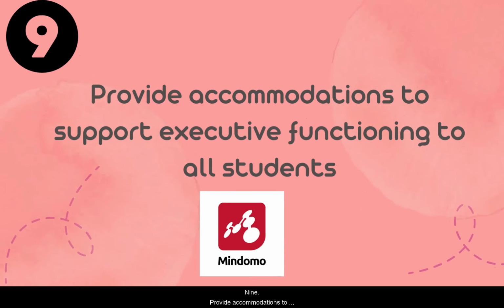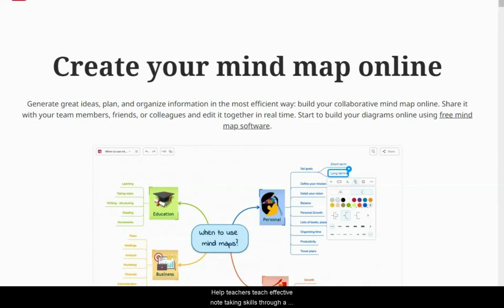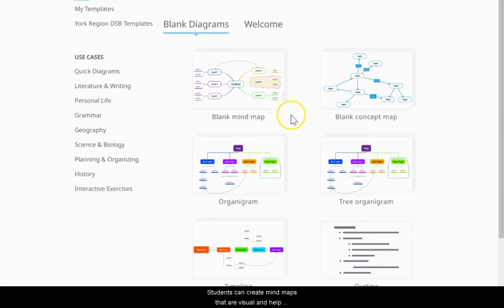9. Provide accommodations and executive functioning support to all students. Help teachers teach effective note-taking skills through a tool like Mindomo. Students can create mind maps that are visual and help them organize their thoughts.